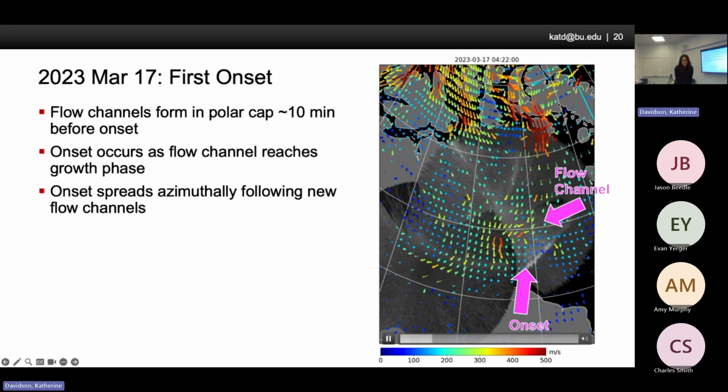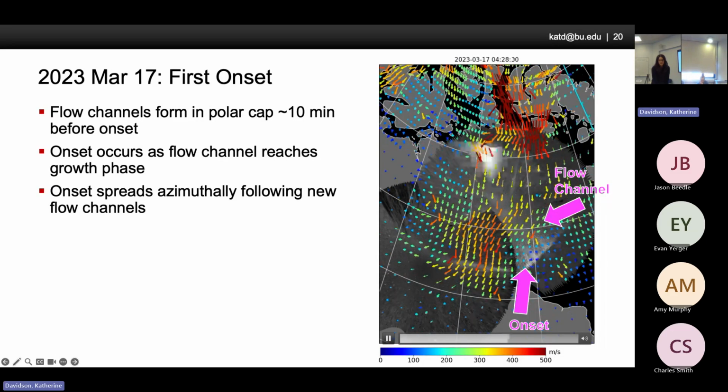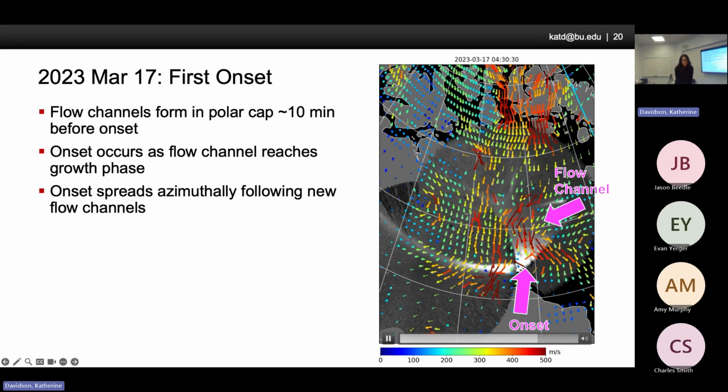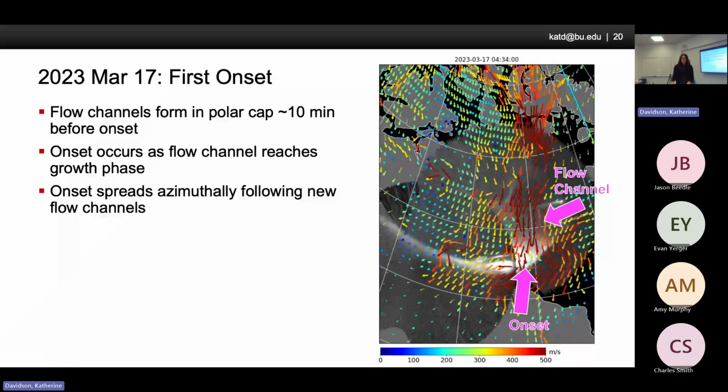So just one more time. We have our flow channel coming in there and our onset. So we're clearly seeing these flow channels coming into the onset region.